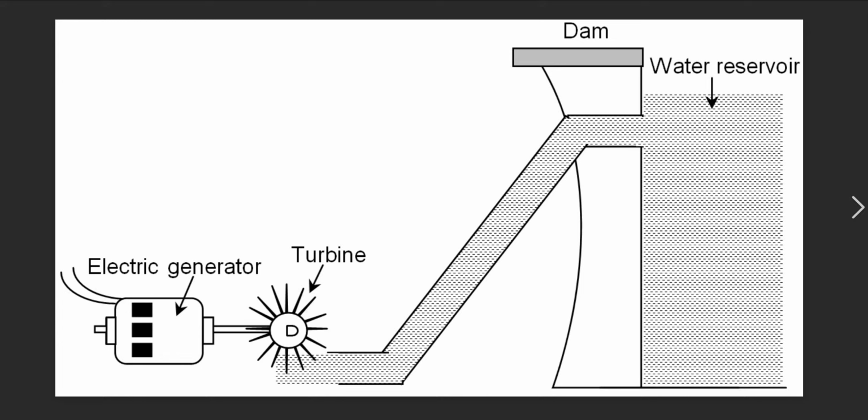Next is non-renewable or conventional source of energy. The sources of energy which have accumulated in nature over a very long period and cannot be quickly replaced when exhausted are called non-renewable or conventional sources of energy. Examples are coal, petroleum, natural gas, fossil fuels, etc.